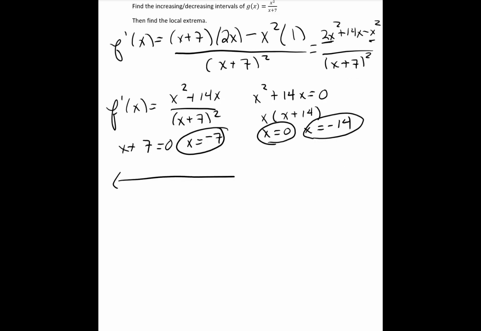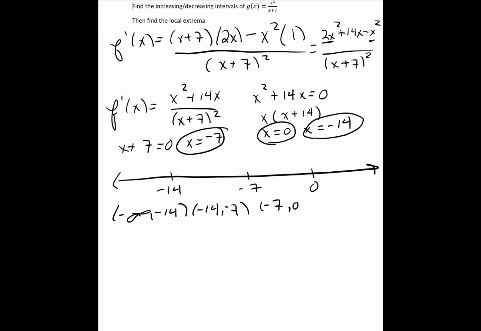So I'm again going to write those on a real number line. So negative 14 comes first, then negative 7, and then 0. You'll start to see you'll always have one more interval than the number of partitions. So this is negative infinity to negative 14, negative 14 to negative 7, negative 7 to 0, and then 0 to infinity.